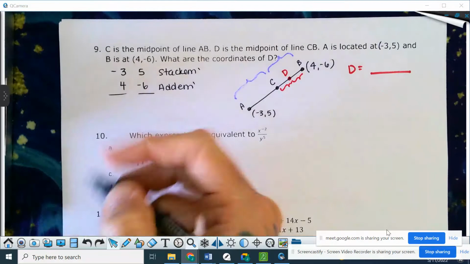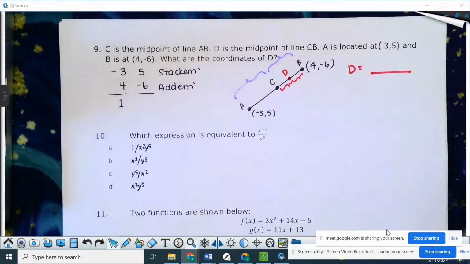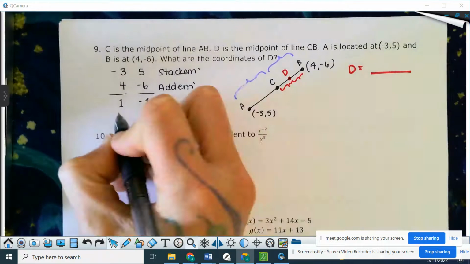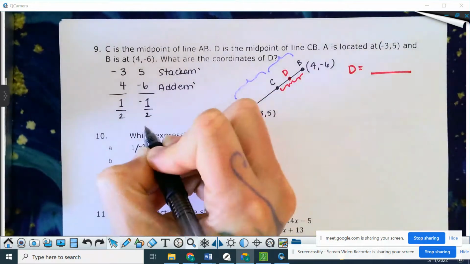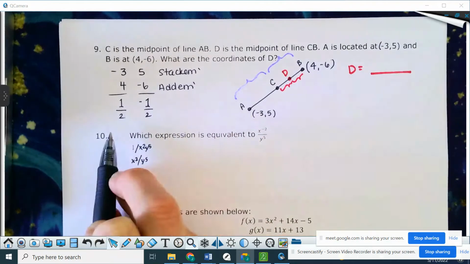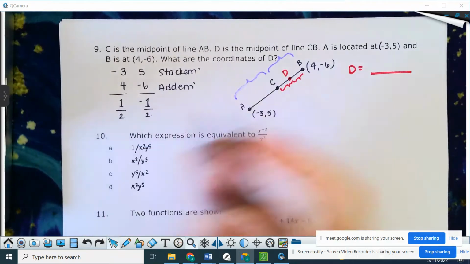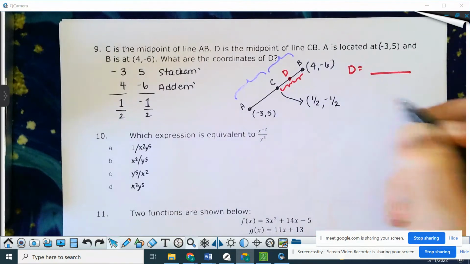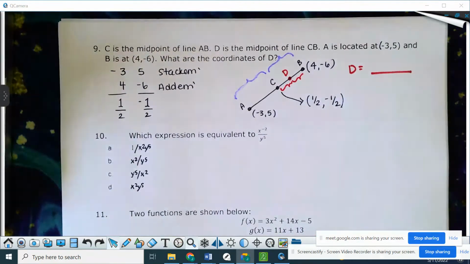So negative 3 plus 4 is going to be positive 1. 5 plus a negative 6 is going to be, yep, Logan, that's good, negative 1. We're going to divide them by 2. And so I have 1/2 and negative 1/2 for coordinate C. Is everybody okay with what I did to find C? So take the 2 points that are given, add your x's, add your y's, divide by 2.